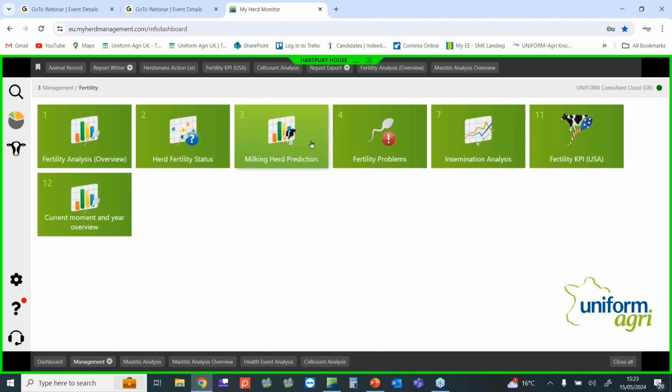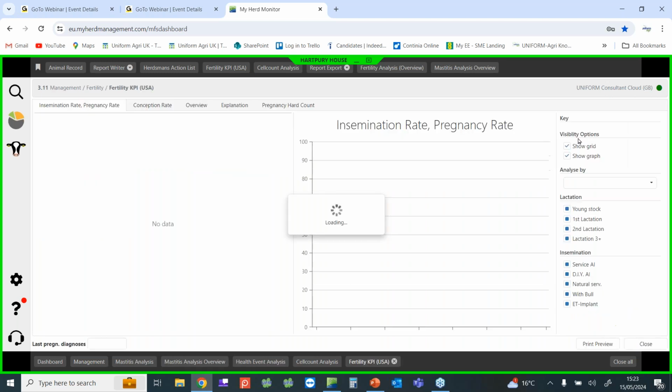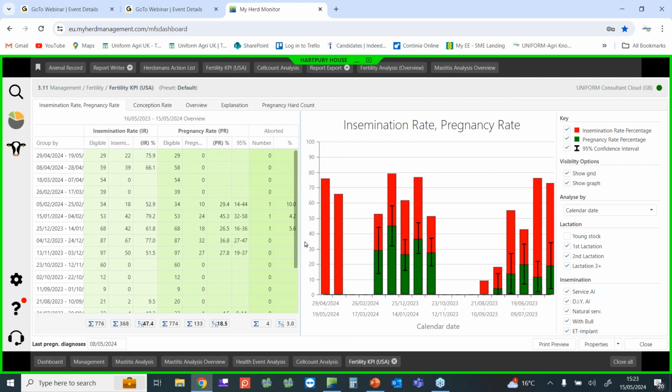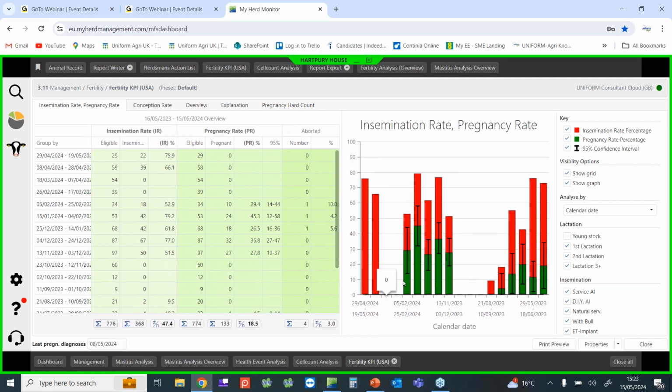We want to have a look at the US KPIs, not on the farmer version, now on the cloud version. We go in, and you can see we've kept the logic pretty much the same. The difference is that everything loads a lot more quickly. You don't have to get mouse hints over the top to find the dates. And we're also, on the cloud version, able to break down sex semen as well on the US KPIs.